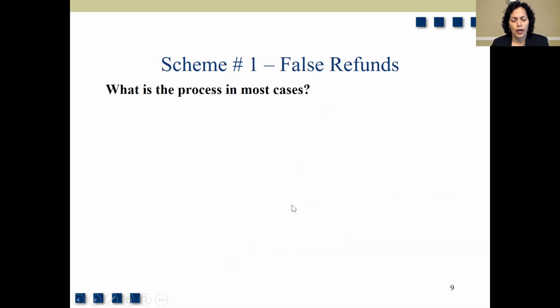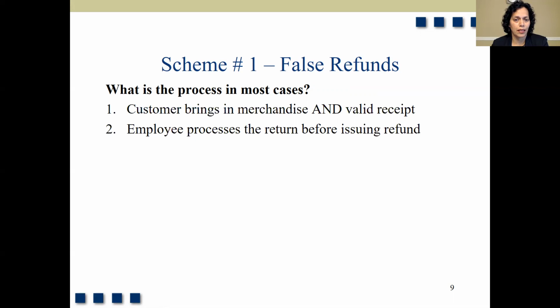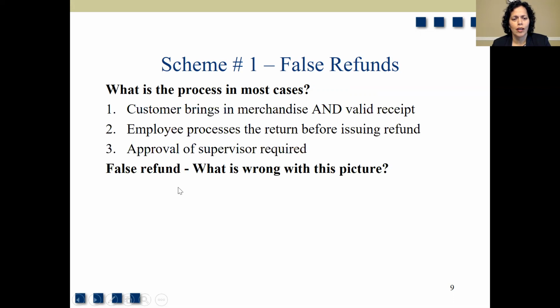So once again, let's try and recap what happens over here. The customer brings the merchandise back. They have a valid receipt with them. The employee processes the return before issuing the refund, which means they take the merchandise back. You're supposed to also check the merchandise. And in a lot of cases, you need approval of the supervisor. So if all of these processes are in place, what's going wrong over here?